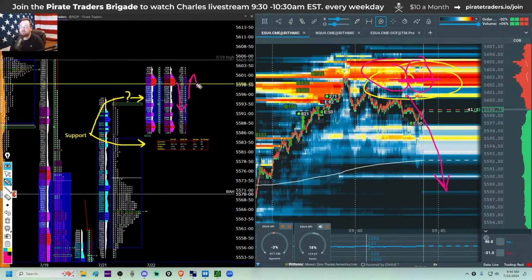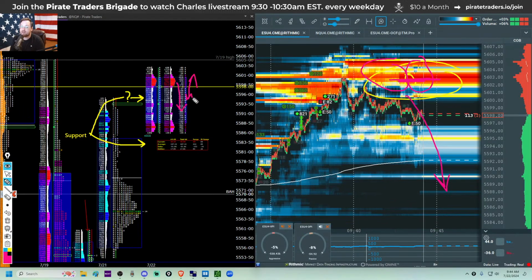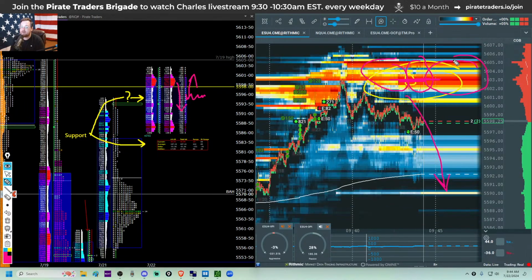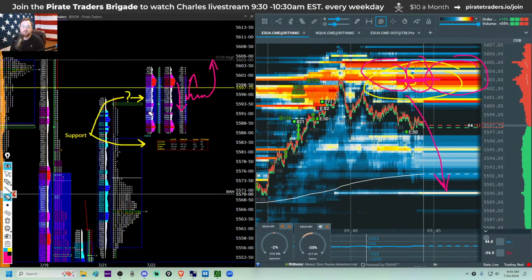So if market pushes down to that overnight high, pushes down to 55.95, and it starts to find support in there, and suddenly this liquidity starts to disappear, guess what market's going to do? Turn right back up and head for it. Let's see what happens.